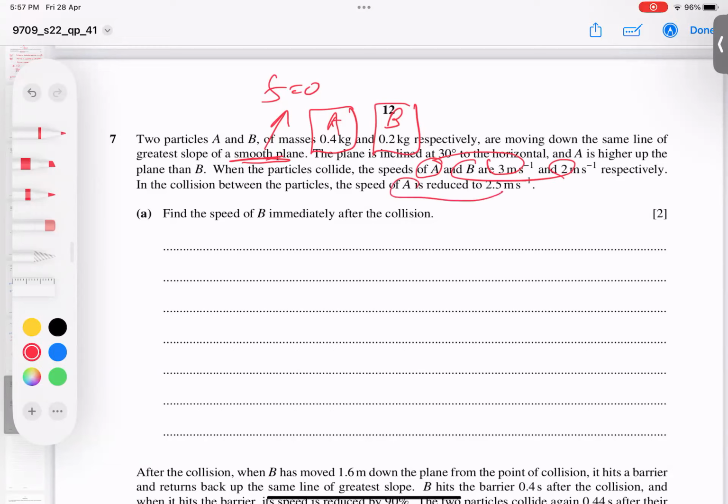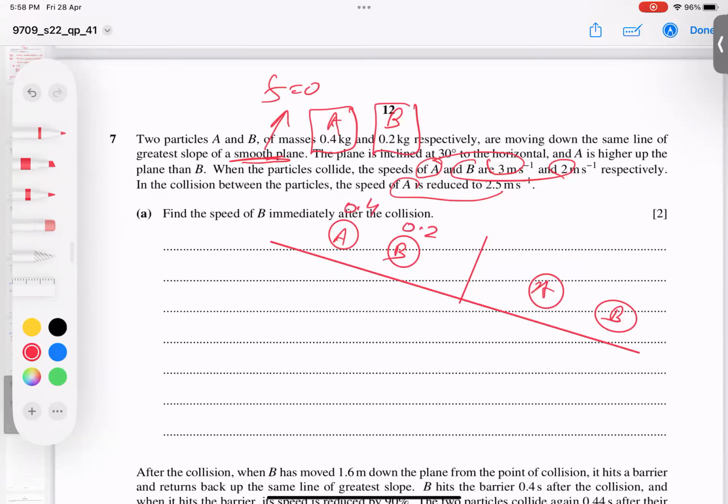So if I show you the condition you have, this is before collision, and this is after collision. Before collision, the idea is this: particle A and particle B. The mass of A is 0.4 and the mass of B is 0.2 kg. A travels this way with speed 3, and B travels this way with speed 2. After the collision, A's speed turns out to be 2.5, and I need to find this speed. So this is my target.